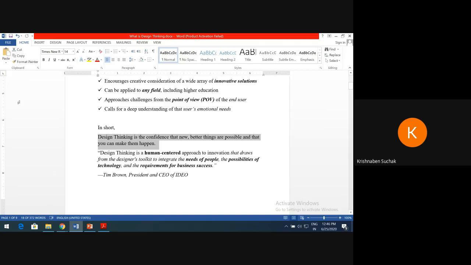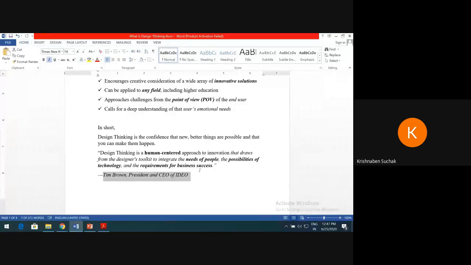Tim Brown, president and CEO of IDEO, said that design thinking is a human-centered approach to innovation that draws from the designer's toolkit to integrate the needs of people, the possibilities of technology, and the requirements for business success. It focuses on how different technologies can be used to fulfill the needs of people. With the help of design thinking, by finding something new and innovative, you can also grow your business.